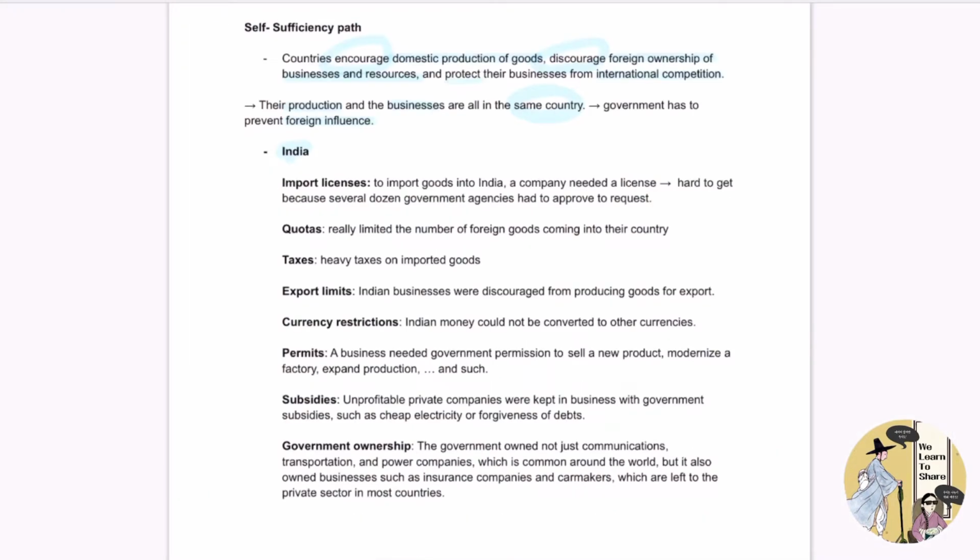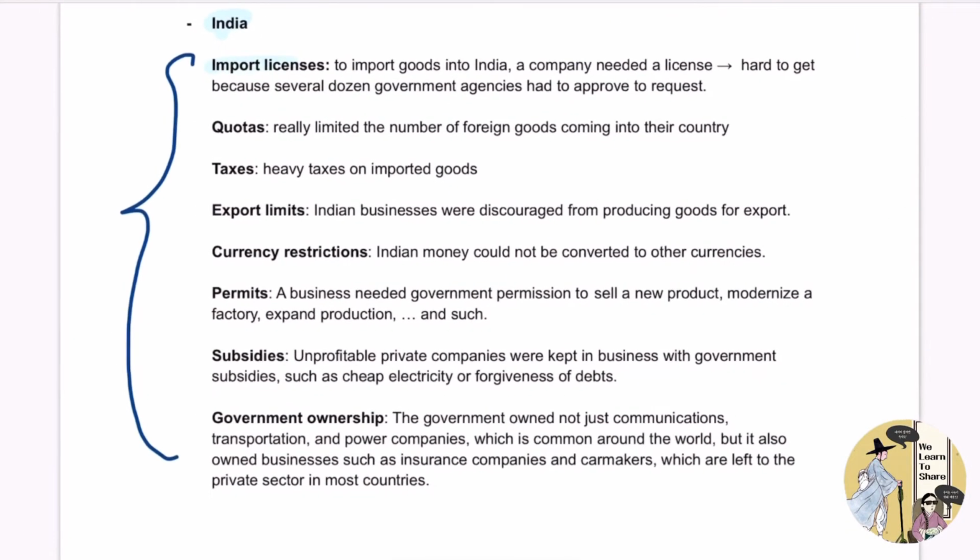Those are India's strategies based on self-sufficiency. First, import licenses. To import goods into India, a company needed a license, which was hard to get because several dozen government agencies had to approve the request. This just means that India had very strict rules for getting a license to import goods. It was just hard to import goods into India.